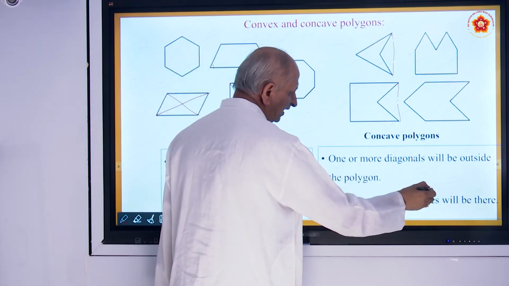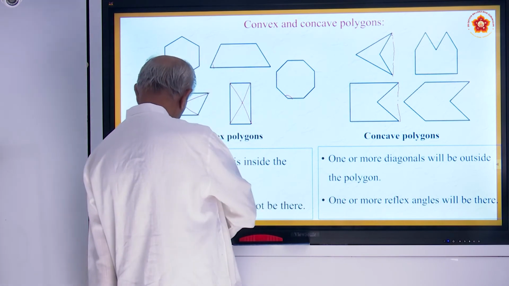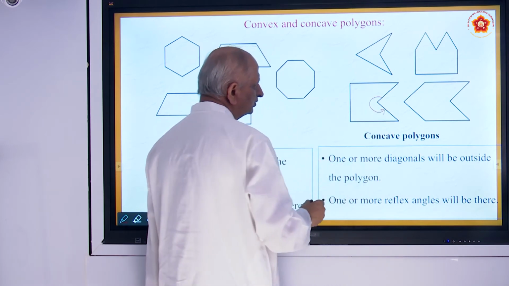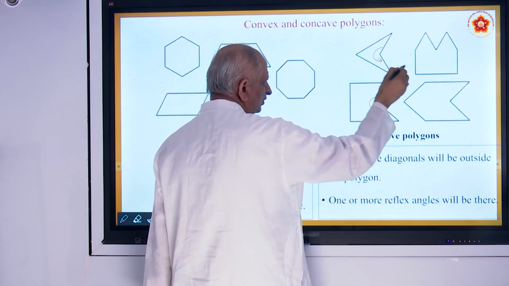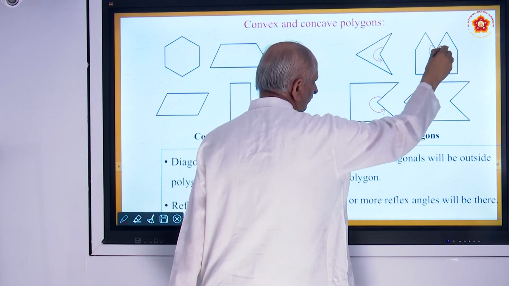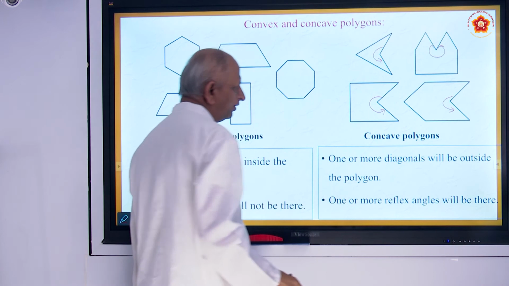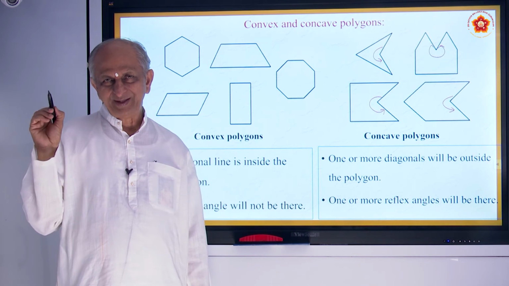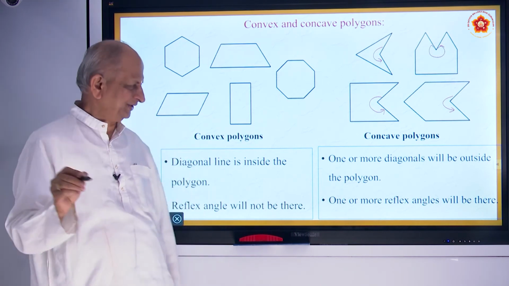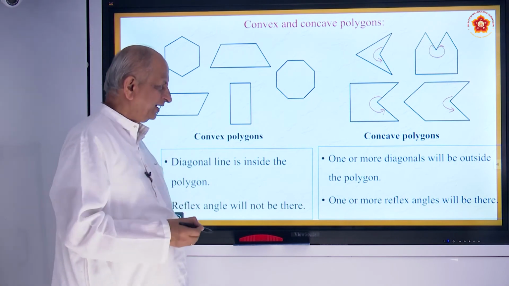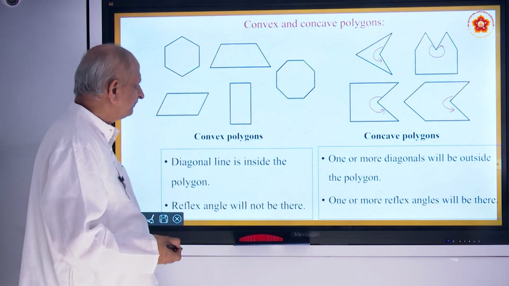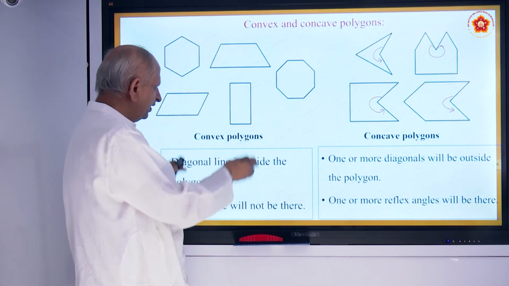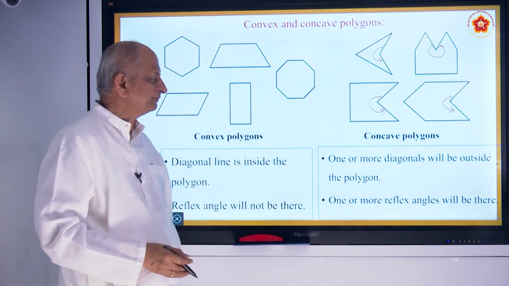One or more reflex angles will be there. So you find some reflex angle. For example, this is a reflex angle. This also is a reflex angle. What is a reflex angle? An angle measuring more than 180, less than 360, like 200, 300, like that. Okay. So these are the two types of polygons, convex polygon and concave polygon.